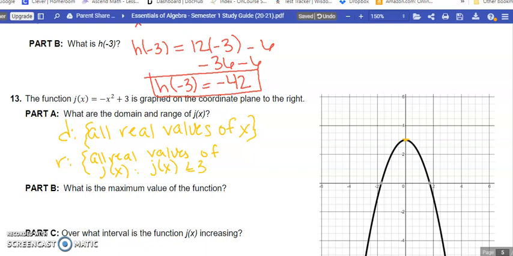Okay, this goes nicely into this next question. What is the maximum value of the function? Well, that's the y value here at its top peak, and that is 3.